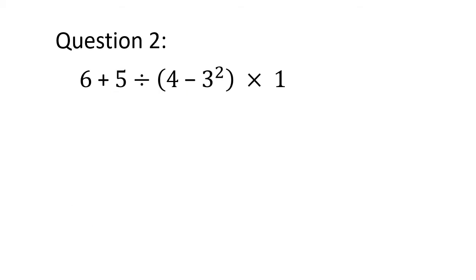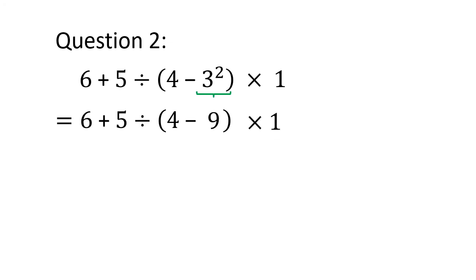Question 2 is 6 plus 5 divided by bracket 4 minus 3 squared times 1. There's a pair of brackets, and we have an exponent inside it, so we need to calculate the exponent, which is 3 squared. Now 6 plus 5 divided by bracket 4 minus stays the same. And 3 squared is equal to 9, and times 1 is here. Now we calculate inside the brackets, which is 4 minus 9.